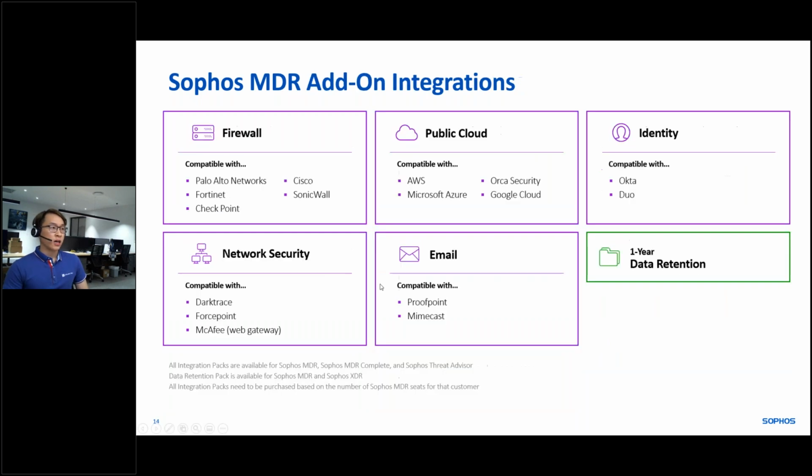Of course, there are more add-on integrations in case you want them. We've got third-party firewalls, email, network, identity, and public cloud as well. We've got all the vendors on screen. There's more. There's an entire integrations page on the Sophos MDR webpage, so you can take a look whenever you want. You can just Google it. Palo Alto, Fortinet, Checkpoint, Cisco, SonicWall, Proofpoint for email as well. The list is ever expanding. And of course you can get one-year data retention if you so choose. So there's a whole bunch of add-on packs you can get to make sure you have everything that you need.